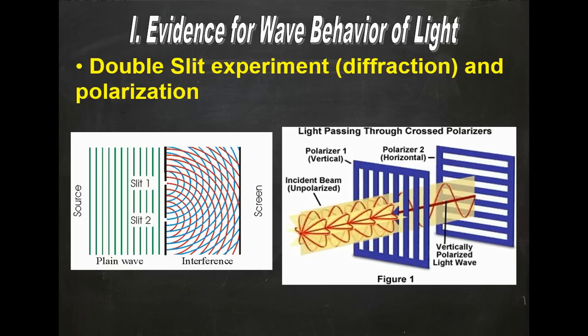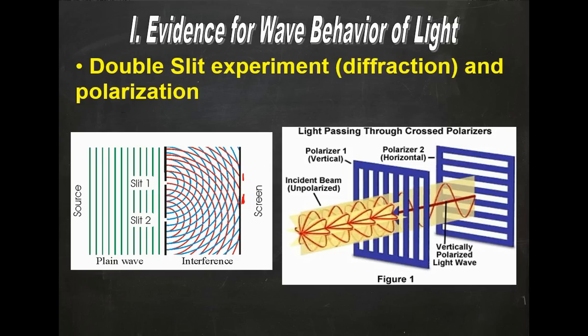One was the double slit experiment, where Thomas Young took monochromatic light and shined it at two very narrow slits. The wave bent around both of those slits. That's called diffraction, generating two waves. Those two waves interfered with each other, producing bright spot and dark spot patterns. Where the bright spots are, where we could actually see the light, that's where constructive interference is going on, and where there was no light, that was where destructive interference was going on.